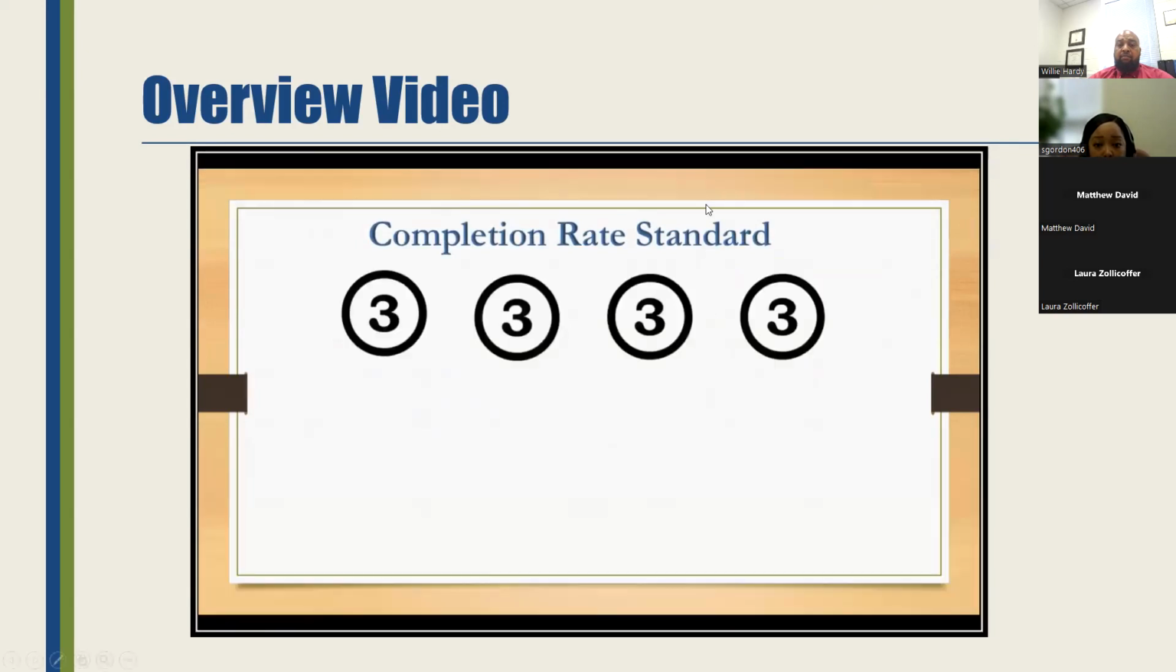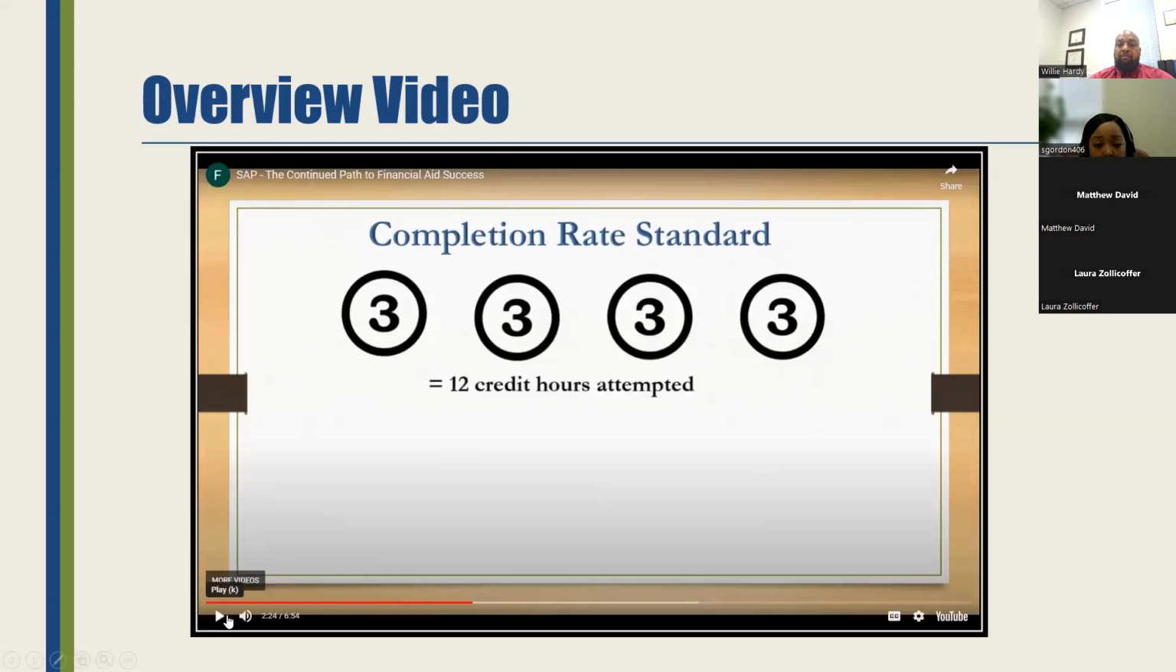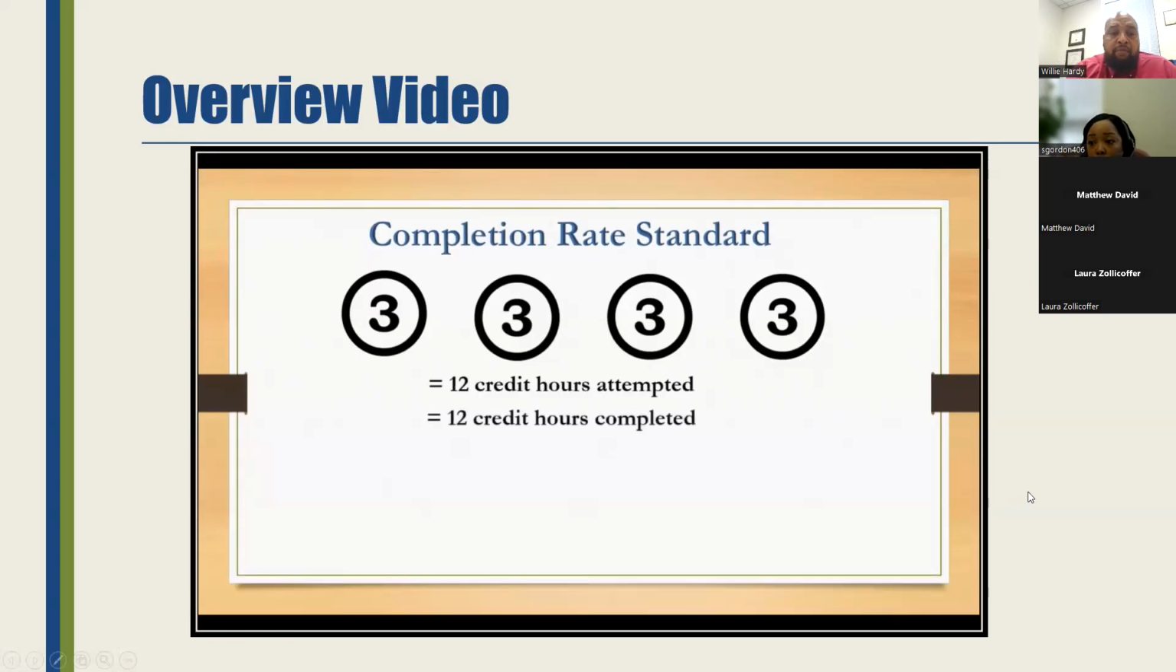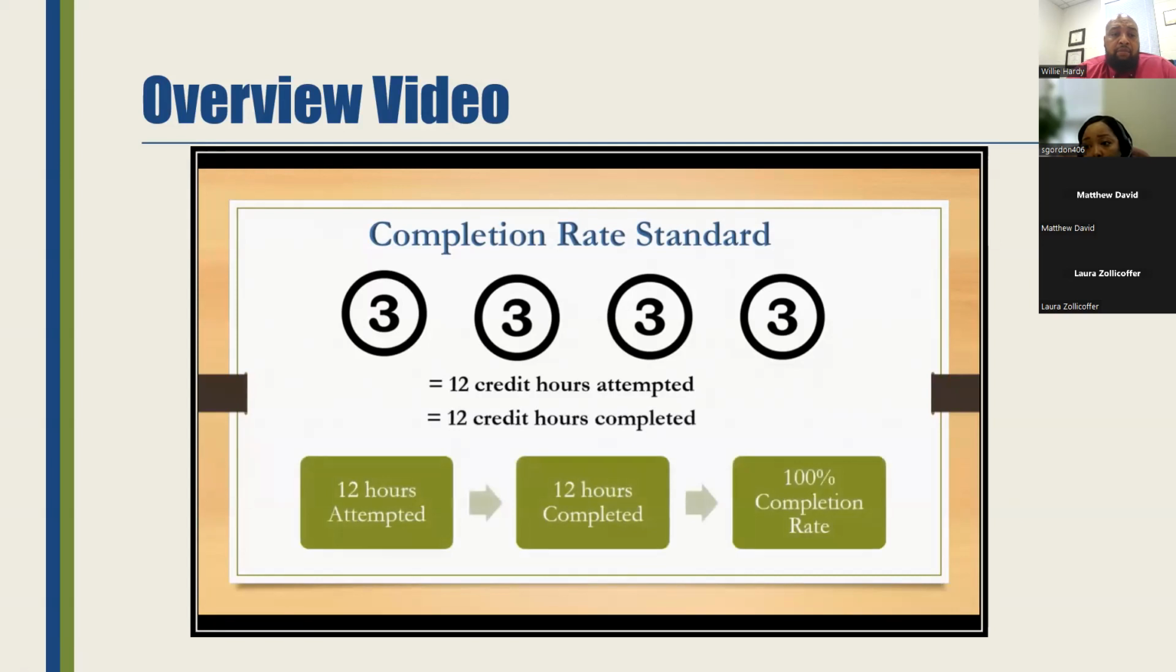A student was registered for 12 credit hours. At the end of the semester, the student completes all 12 credit hours. 12 credit hours attempted and 12 credit hours completed means the student has a 100% completion rate.